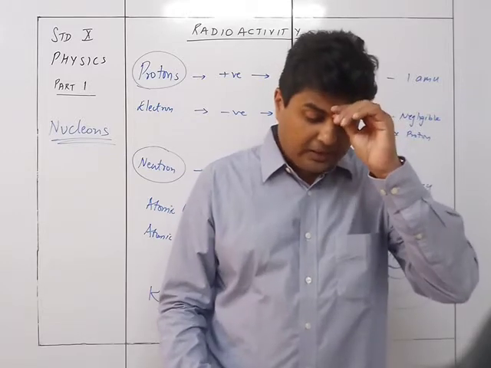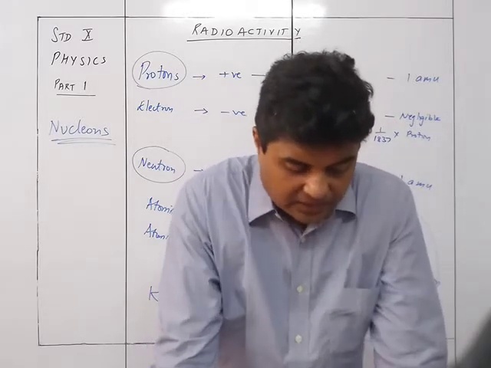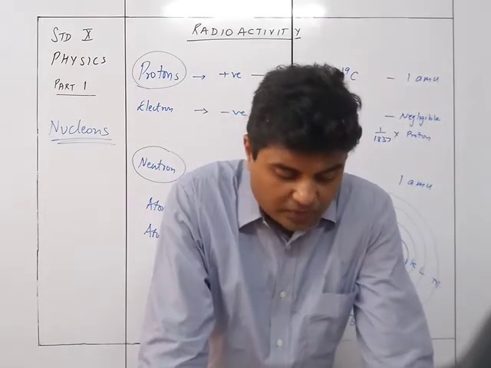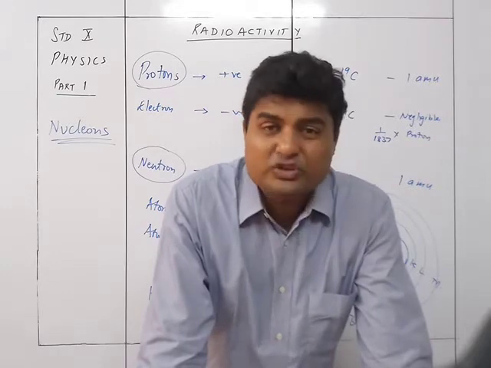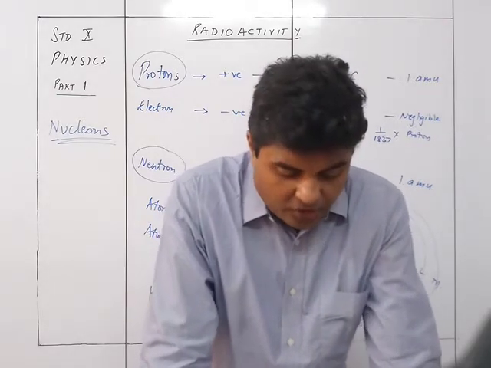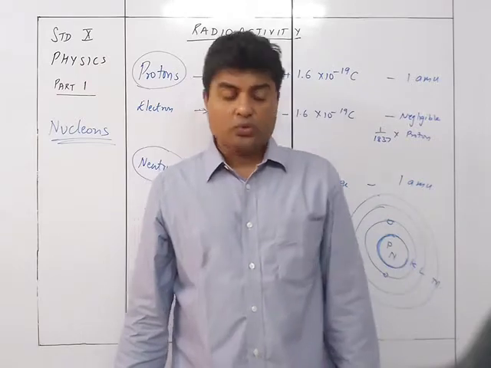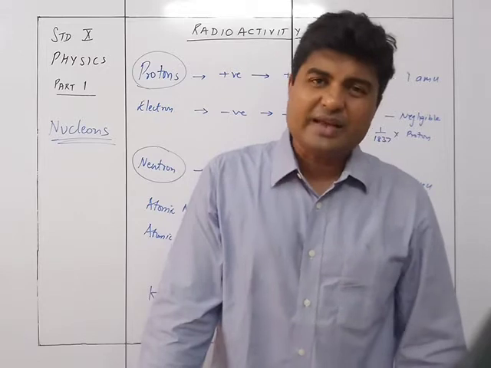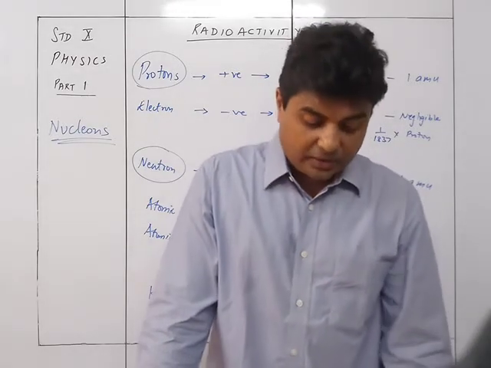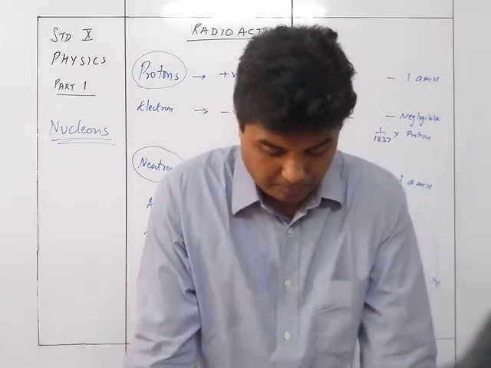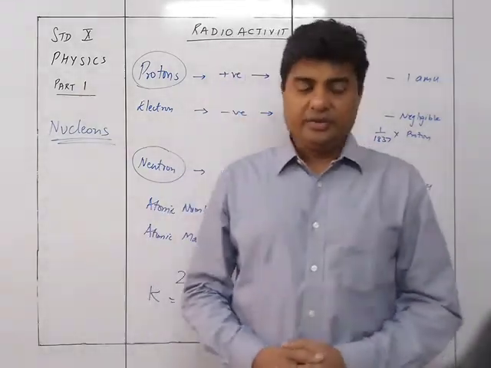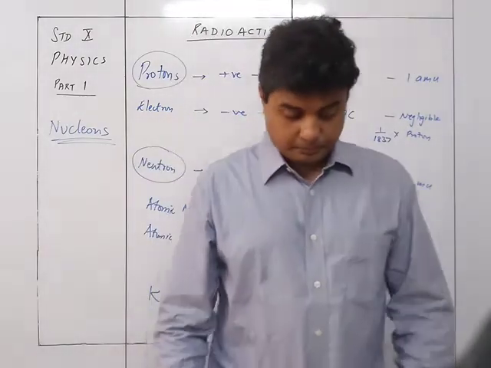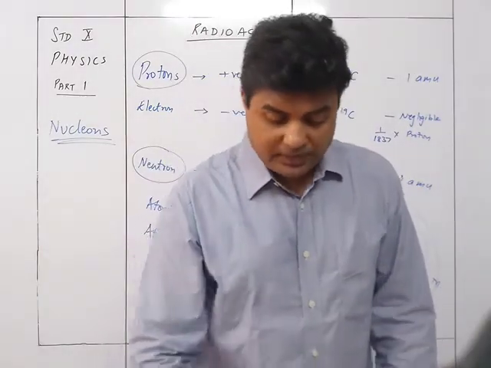So we can see this table. Symbol for the electron is small e, charge is minus 1.6 into 10 to the minus 19 coulomb, mass is 9.1 into 10 to the minus 31 kg. Protons: charge is plus 1.6 into 10 to the minus 19 coulomb, mass is 1.67 into 10 to the minus 27 kg. Neutrons: symbol n, charge is 0, whereas the mass is 1.67 into 10 to the minus 27 kg. So this was about the nucleus of the atom and the mass number and atomic number.